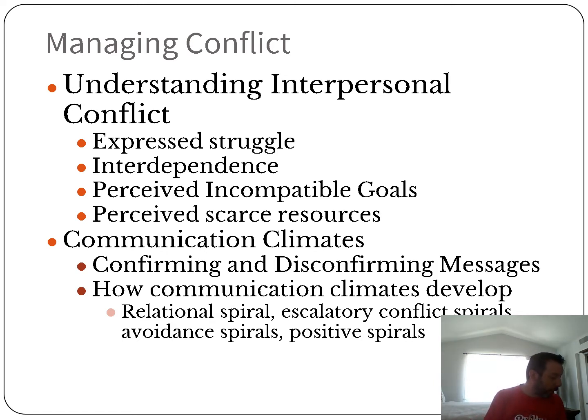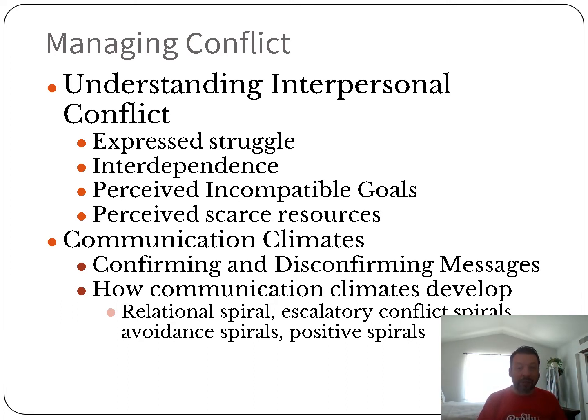For example, a relational spiral is a reciprocal communication pattern in which each person's message reinforces the other's. Now, mind you, this isn't positive or negative. It's just what's going on. You say something, then I say something, then you say something, and I say something. It's a spiral, right? It goes down the line, and we reinforce what we're thinking.